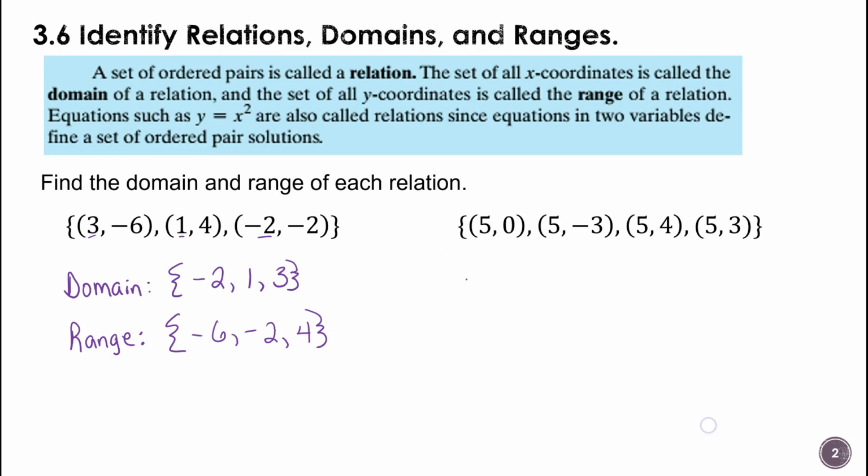So on the next relation, let's write the domain. You might notice something here, that all of the x's are 5, so we just list the 5 one time. We don't have to write it more than once. Anything in the domain or range we write one time. And then we're going to write our range, and notice we have -3, 0, 3, and 4. It might make more sense to you to just put them in the order that they show up, but I'm putting them in numerical order, which is also okay.